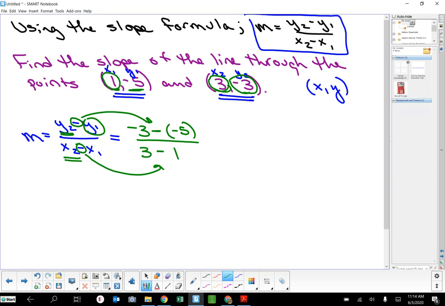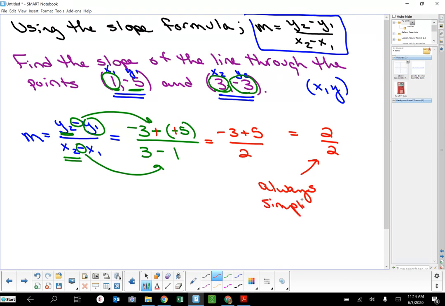And then you're just going to simplify. So here, the first thing I would do is deal with this double negative, and a minus is a plus, right? So now I have -3 plus 5, which is 2. And on the bottom, I have 3 minus 1, which is 2. And always simplify to either a proper or improper fraction, but 2 over 2 is 1, and that would be your slope.